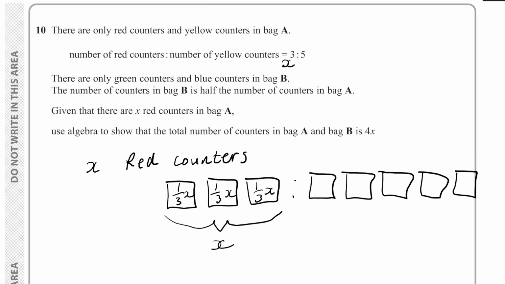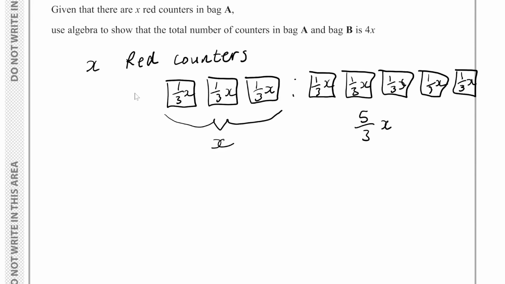X divided by 3. So how many yellows are there? In terms of X, we've got 5 thirds of X. So for yellow, we've got 5 thirds X. 5 thirds X are yellow.